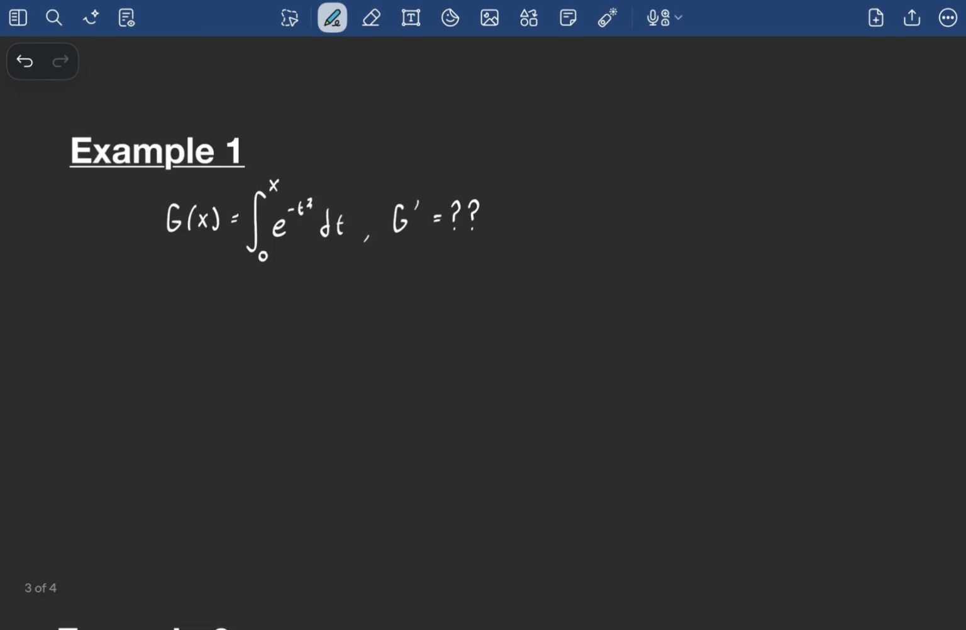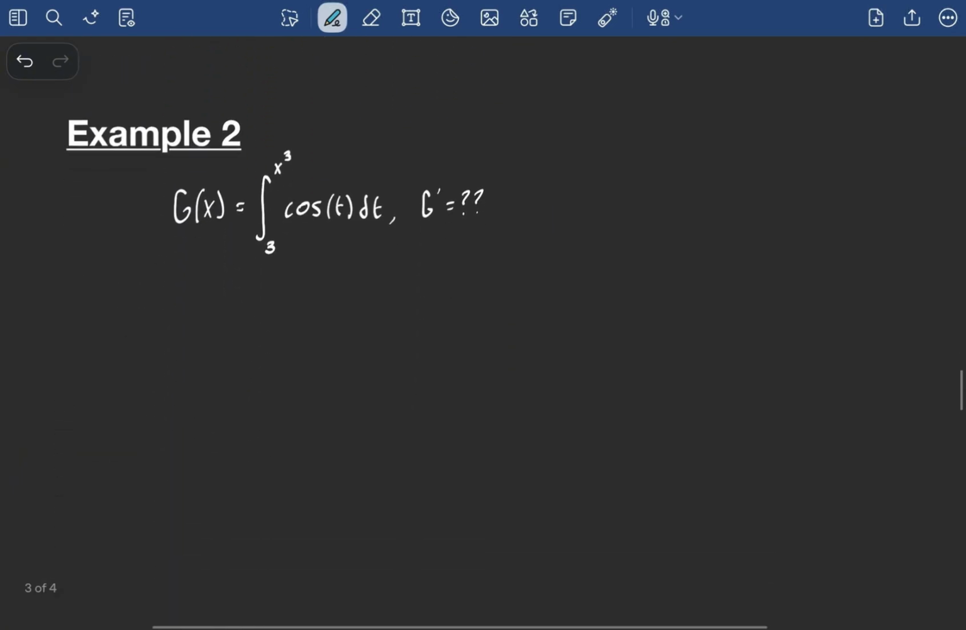Now let's look at some examples. This first one we have here is an integral function from 0 to x of e to the minus t squared dt. Well, we know e to the minus t squared is continuous, so we know that g prime of x will simply be equal to whatever f of x is, which here is e to the minus t squared. We just replace all the t's with x, and we're done. So this will be just e to the minus x squared. That's the easiest example. Let's move on to the next one.